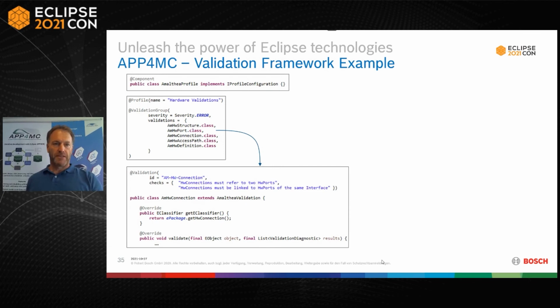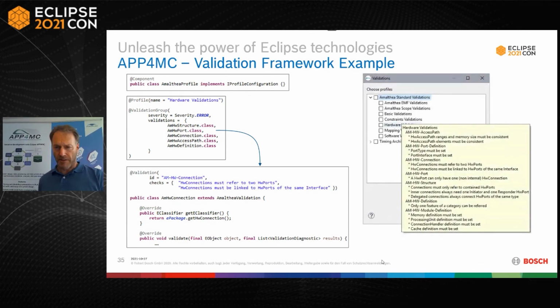How does it look like for a developer now who wants to contribute? In general, you can provide these top-level elements with a component annotation. You can have profiles with some names, and you can specify how validations should be used in that context and how the severity of this is. And in the end, you have to program, of course, the validation itself. So you will get the object and you can perform some validations on it and provide some diagnostics as a result. In the user interface, this all is used and it looks like the image on the right side.